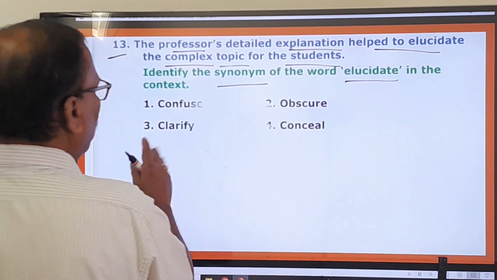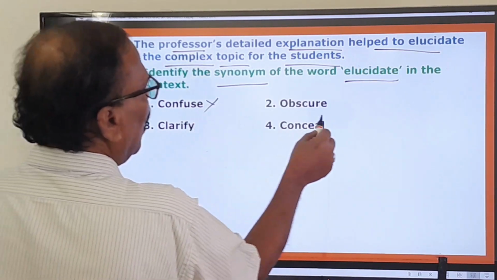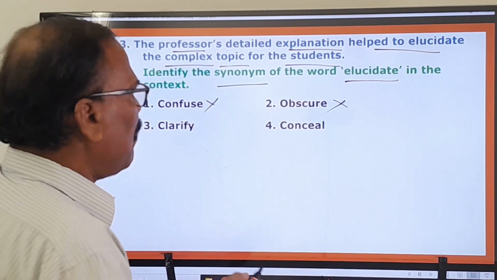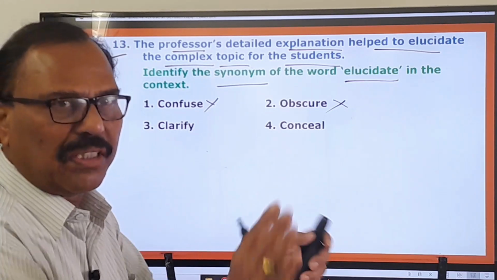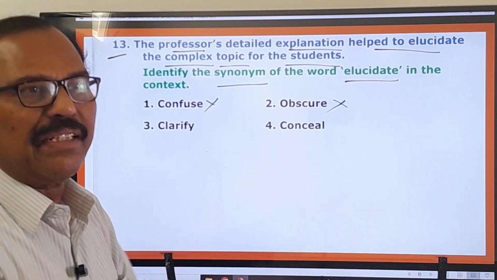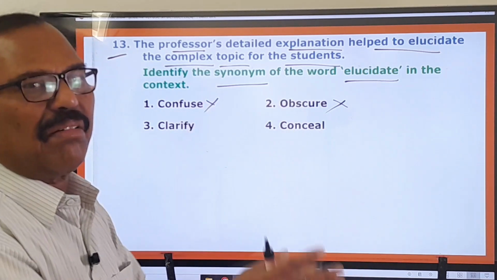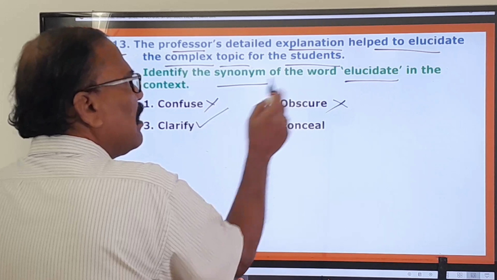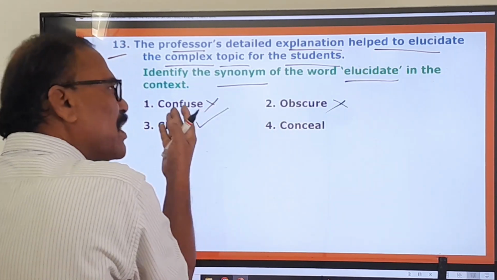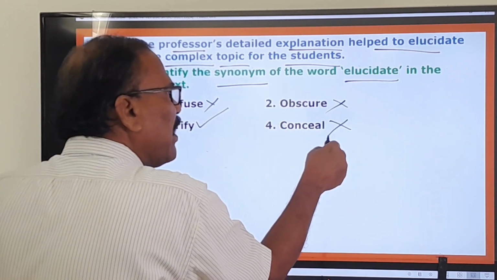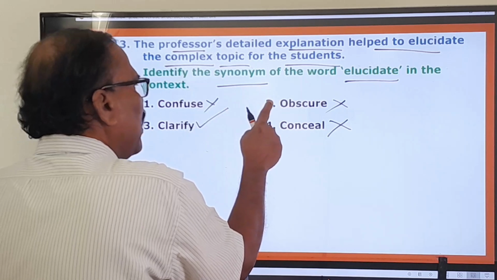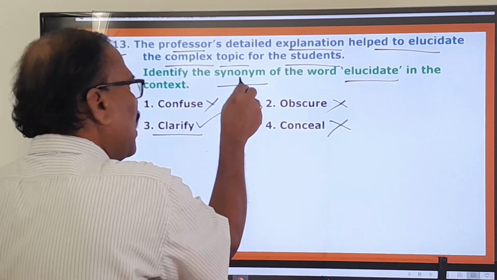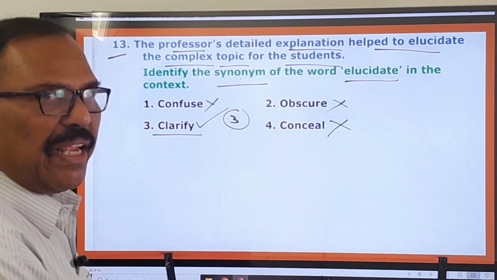So let us look at the options given here. Confuse, no. Obscure, no. Confuse means, you know the meaning of that. Don't confuse me. Obscure means to make it dark, to make it hide. So clarify, right. Elucidate means clarify, explain. Conceal means again to hide. So first one, second one, fourth one are wrong. Clarify is the correct synonym of this word elucidate, right.